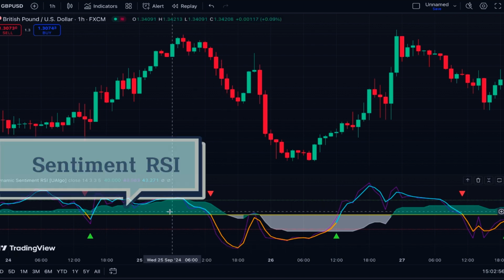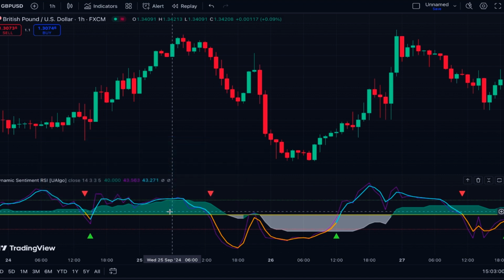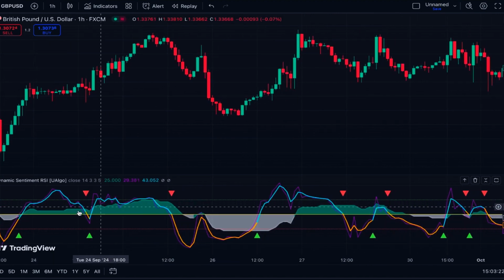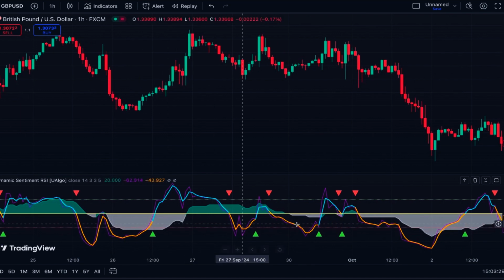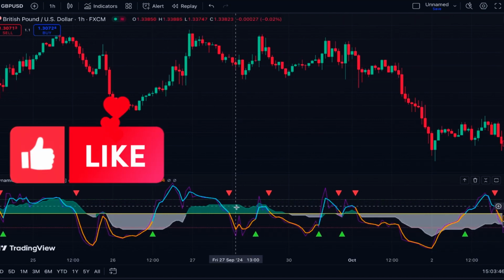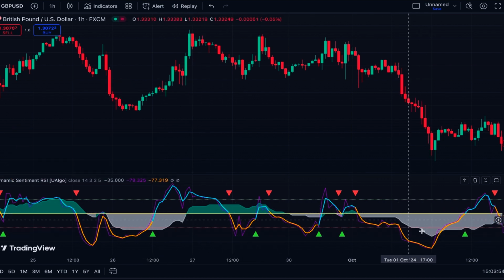This area is sentiment RSI. It's actually sentiment adjusted RSI, and as you can see, it changes color between green and gray. When we have bullish sentiment in the market, it is above the center line and green, and when we have bearish sentiment in the market, it is below the center line and gray. The higher the value, the stronger is the bullish sentiment, and the lower the value, the stronger is the bearish sentiment.